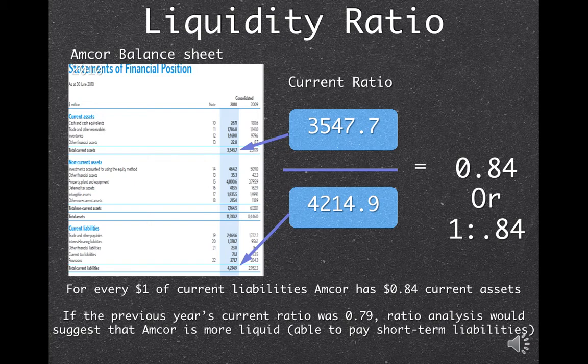If we're doing analysis over a couple of different years, and the previous year's ratio was 0.79, this would suggest that they're more liquid, that they're able to pay those short-term liabilities in a better way than they could the previous year. It's really important though to know what this means. It means for every $1 of liabilities, the company only has 84 cents of assets that they can convert to cash. That's not the best ratio. That means they have more debts than they have assets. And we'll talk about how they can manage that a little bit later.